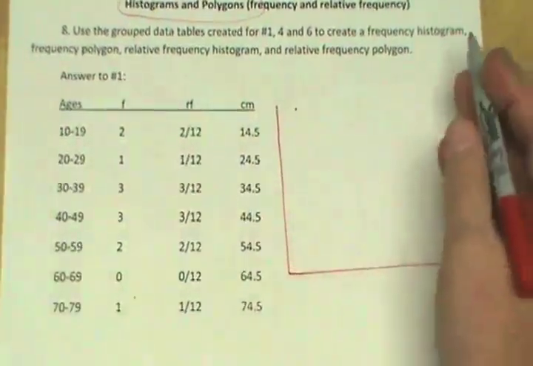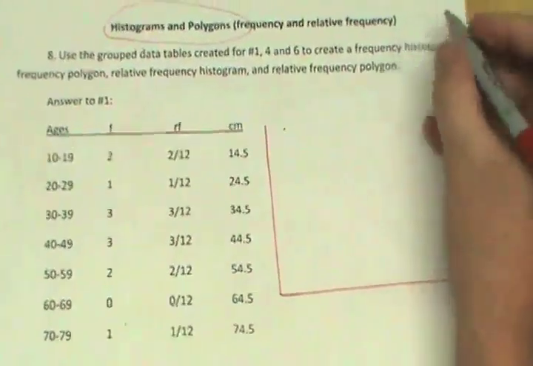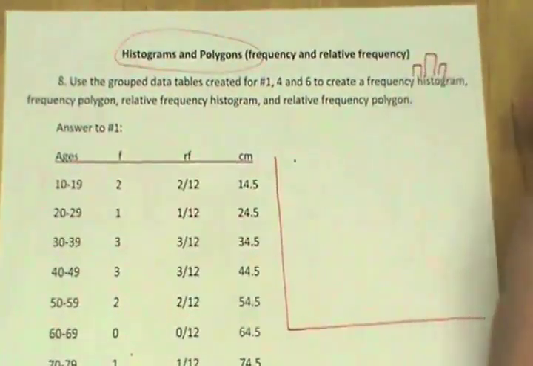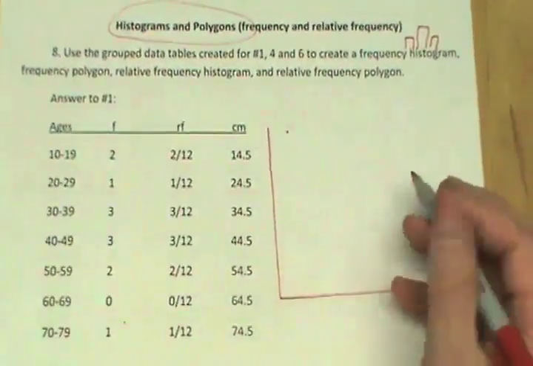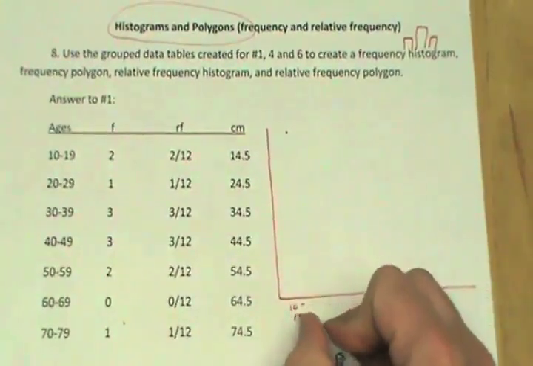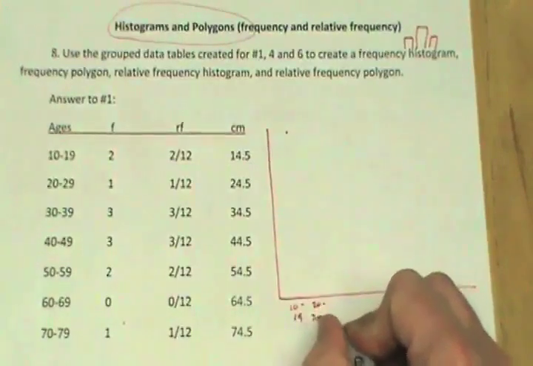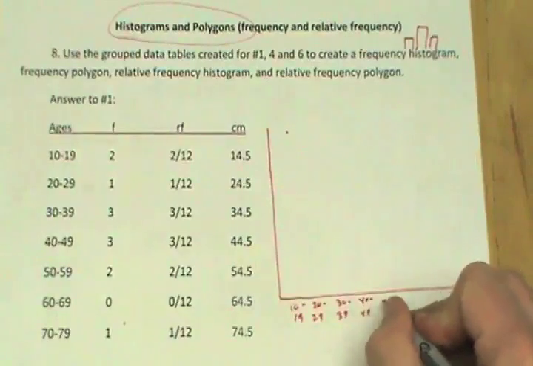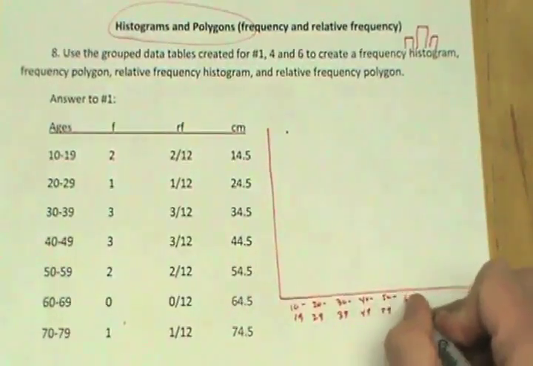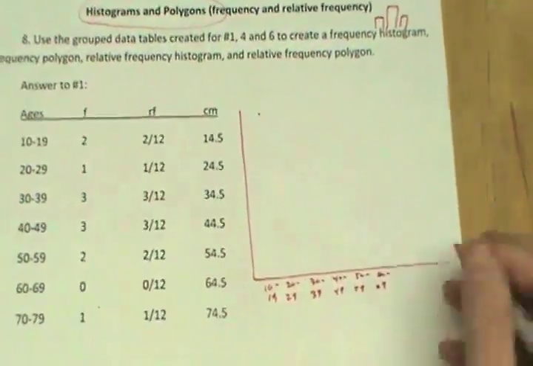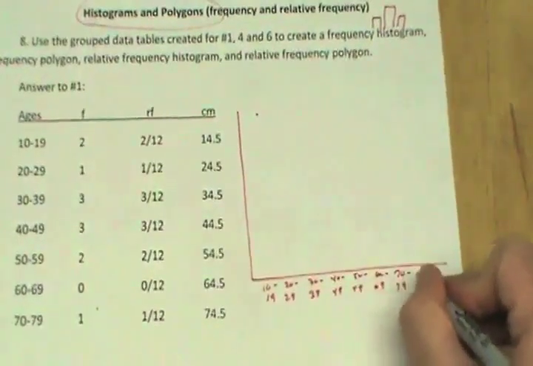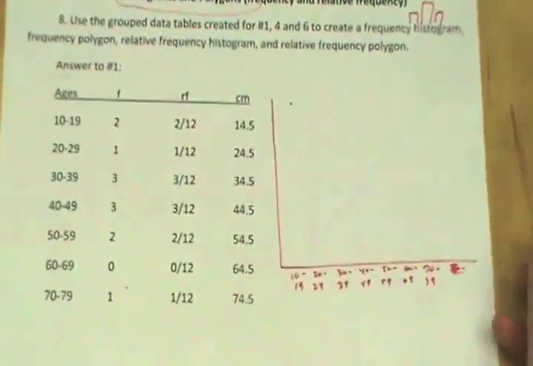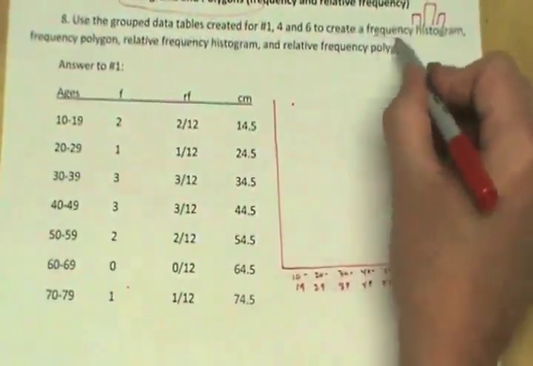So if I wanted to do a frequency histogram, now histogram up here, this is the one where you have the bars. So bar, bar, bar, that's a histogram. Okay, also called a bar graph. So if we go 10 to 19, and then 20 to 29, 30 to 39, 40 to 49, etc. 70 to 79. And I want to do frequency. The keyword in there is frequency.